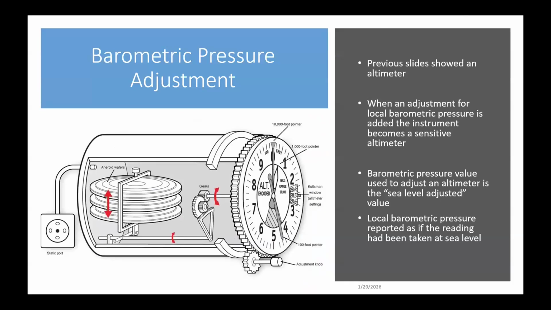Now, this is moving more towards the sensitive altimeter that we're used to using. The one that we looked at before was just called an altimeter. When we add the adjustment for the local barometric pressure, and the number we use is called the sea level adjusted barometric pressure, then it becomes sensitive to our current location and it can be used to correspondingly report altitude between aircraft.